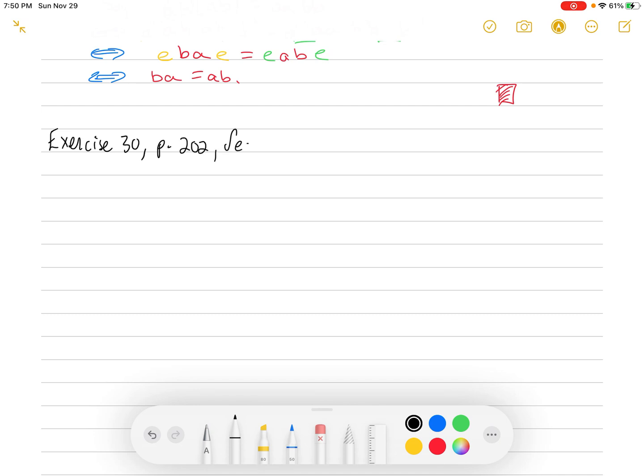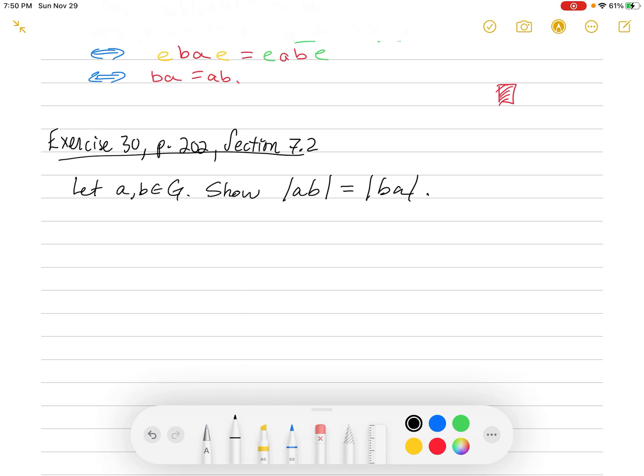Page 202. Section 7.2. This says let A and B be elements of a group G. Show that the order of AB equals the order of BA. This is actually a little tricky. It's tricky.